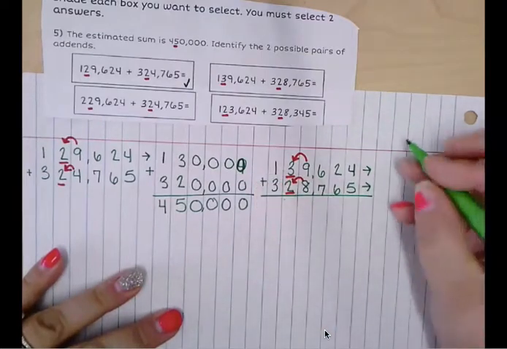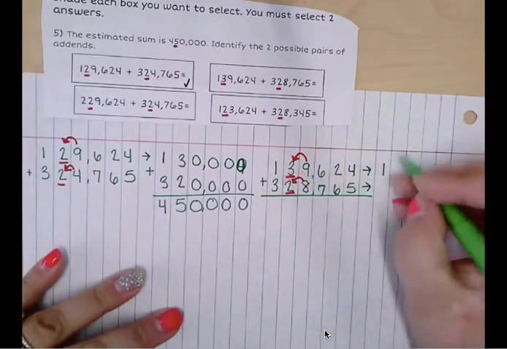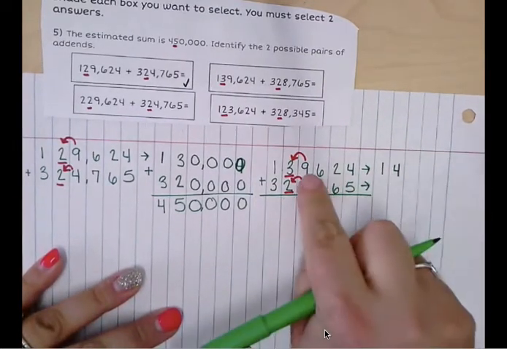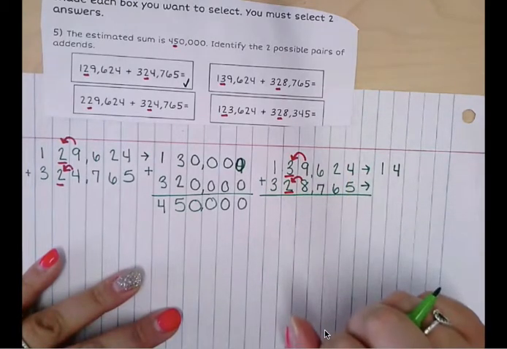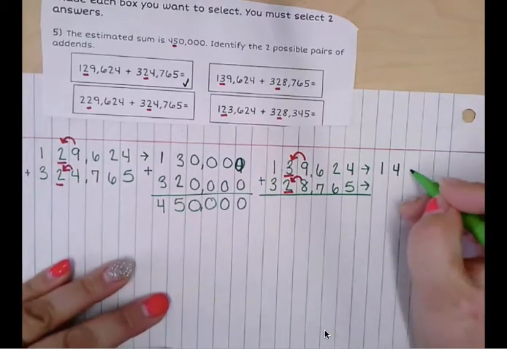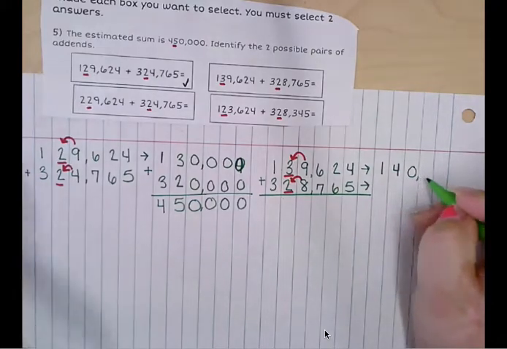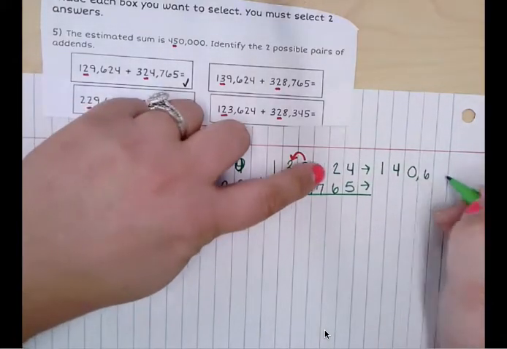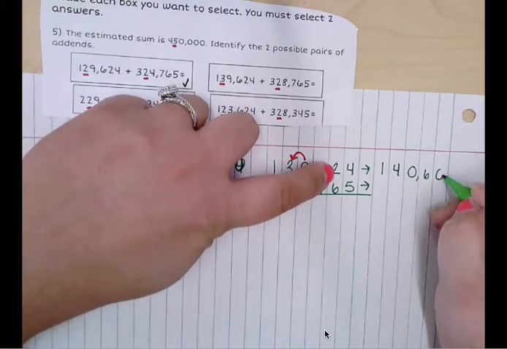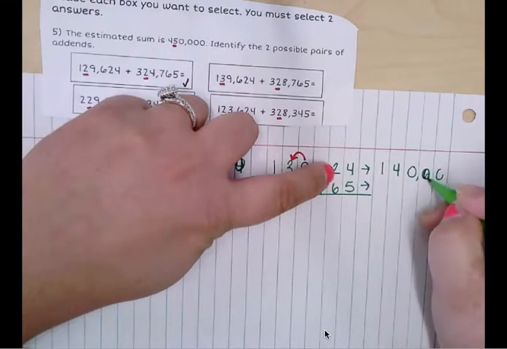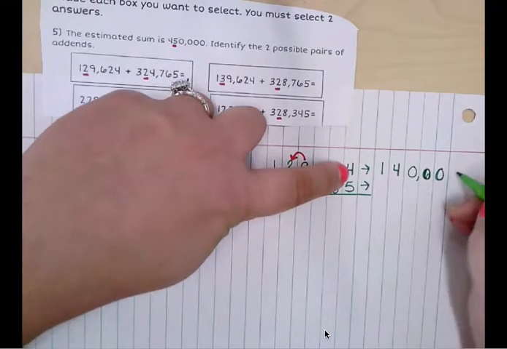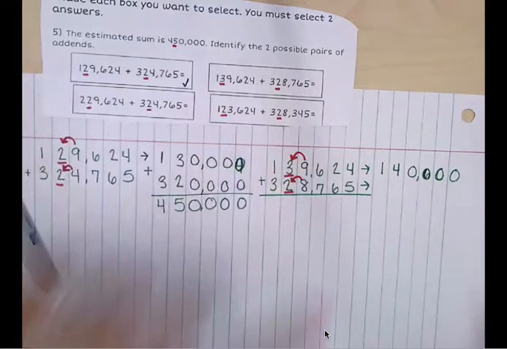However, I know my 1 is going to stay the same. I'm going to replace this 3 with the 4. Everything behind this 3 now gets replaced with zeros. So the 9 gets replaced with a 0. The 6 gets replaced with a 0. The 2 gets replaced with a 0. And the 4 gets replaced with a 0.